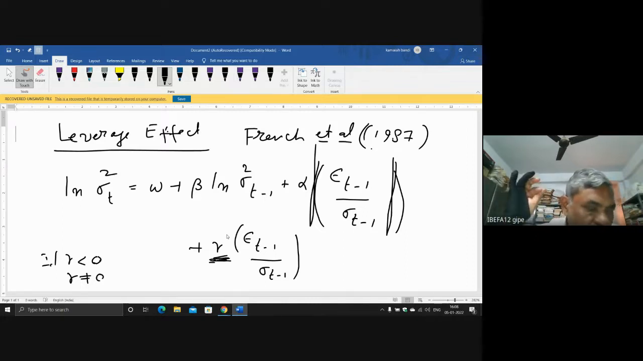Suppose now the coefficient is not equal to 0. Then it reflects some kind of asymmetry. Suppose when gamma is less than 0, that is also asymmetry, but it is negative. But simply if it is negative or positive, but it is not equal to 0, it simply tells you that there is asymmetry in the process.